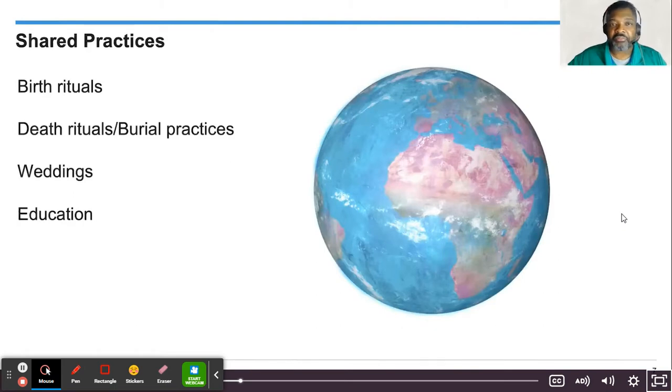First of all, shared practices. These are things such as birth rituals. What happens when a baby is born? Is there a christening? Or is there a celebration of some sort? Also, death rituals, burial practices, in the sense of, is there a burial? When does that burial take place? Or even, is the body itself buried at all? Weddings, how are weddings celebrated? Education, who gets educated? Where they're educated? At what times in their lives are they educated?